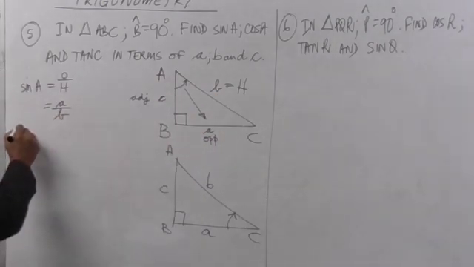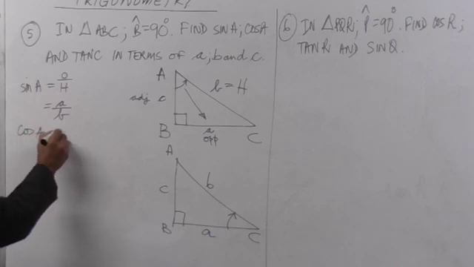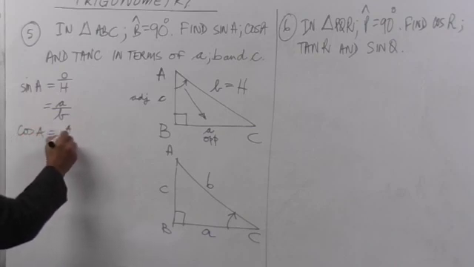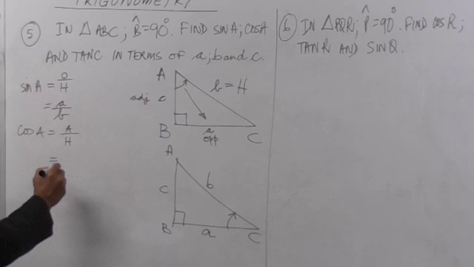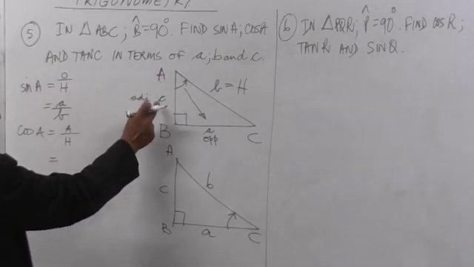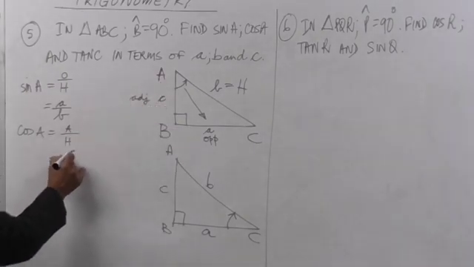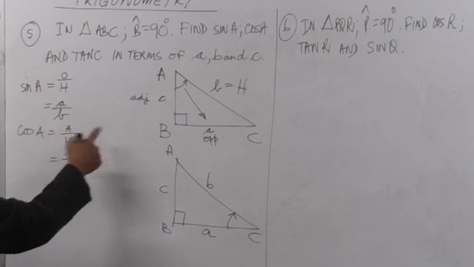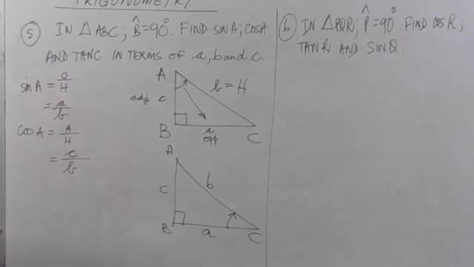Then you want cos of A. Cos of A is equal to adjacent over hypotenuse. So you're looking from A. Adjacent is C over hypotenuse is small letter B.